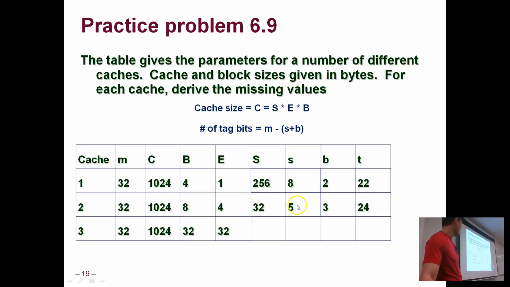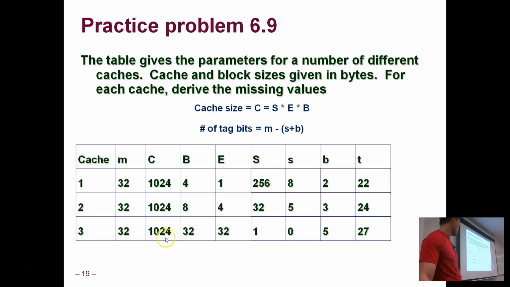Log base 2 of that is the number of set bits that you use. Because the number of bytes in a block is 8 bytes, you need 3 bits to address the bytes in the block. So that's why log base 2 of 8 is 3. The number of set bits plus the number of block offset bits is 8. So the number of tag bits is 32 minus 8, which is 24. The last one, the number of sets is 1, right? Because the number of blocks, the number of bytes per block and the number of blocks in a set will multiply.